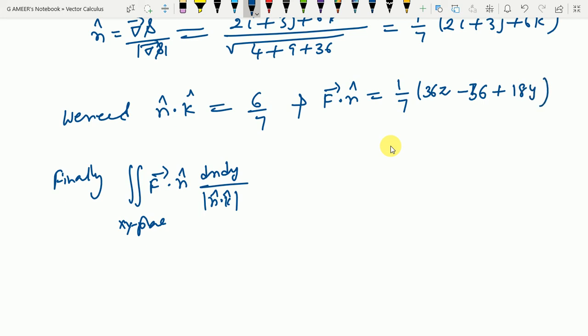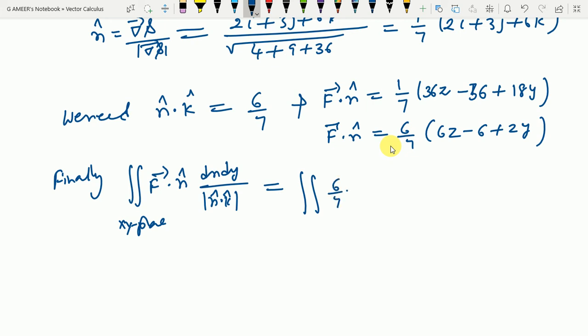Okay, so you can pull out the 6 common from f dot n cap, 6 by 7. Now everything I got. So now substitute here. This will become finally the integration of f dot n, which is 6 by 7 into 6z minus 6 plus 2y. Now keep dx dy as it is, and n dot k is 6 by 7. So 6 by 7 and 6 by 7 cancel.